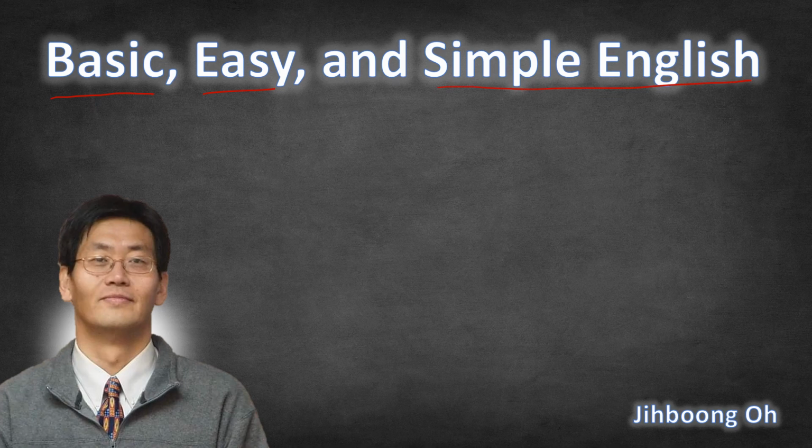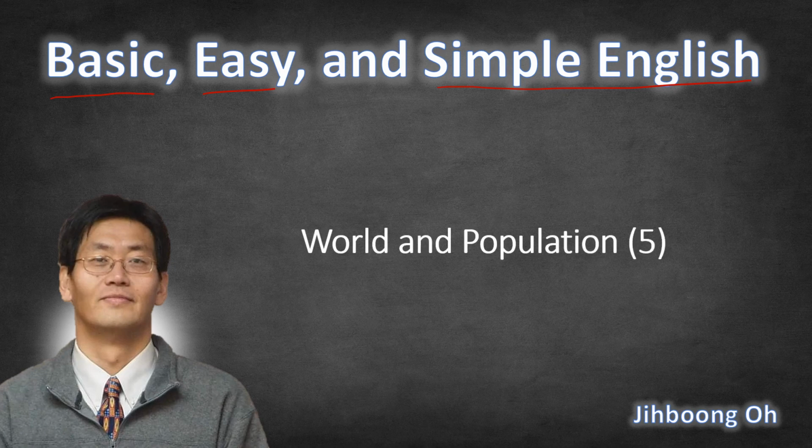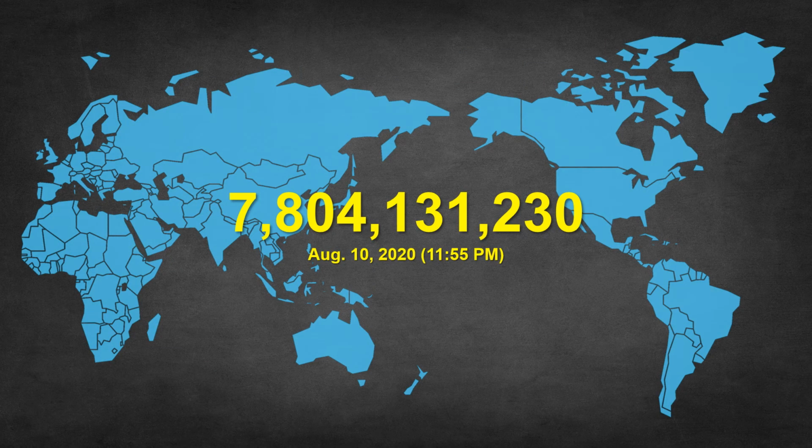My name is Jibun Oh, and today we are going to study English through the world geography and world population. It's going to be our fifth session. As of August 10, 2020, and 11:55 p.m., the world population is 7,804,131,230. One more time, 7,804,131,230.